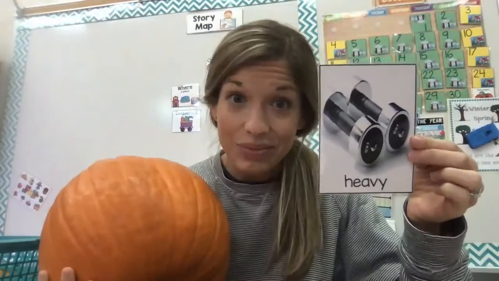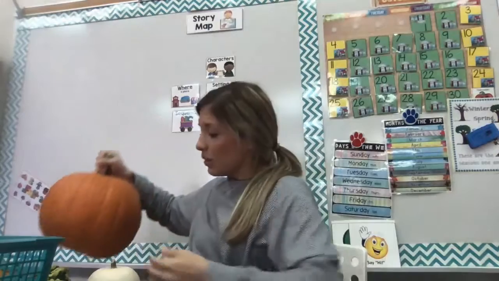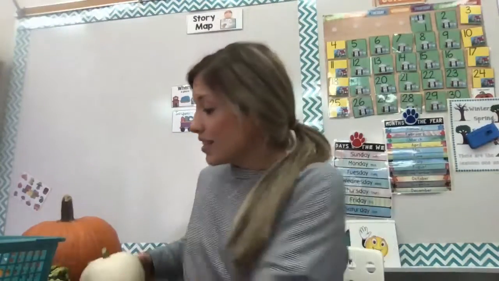So, when we looked at our pumpkin unit, we did talk about the fact that some items can be really, really heavy and some things can be really, really light. Pumpkins can be so big and heavy, and we have to use our muscles to carry them. Or items can be really light. They don't take much for us to hold them. So let's get a couple of examples of heavy and light.